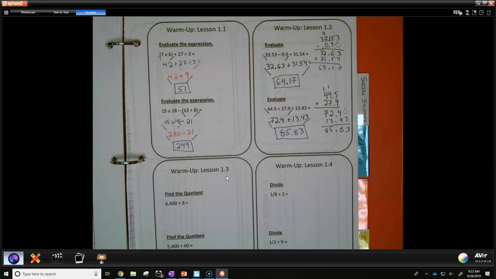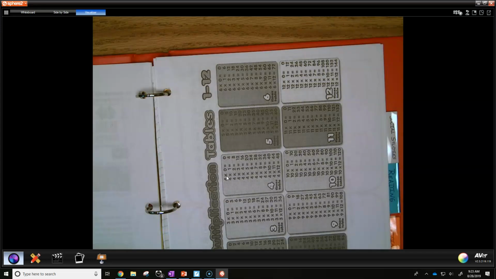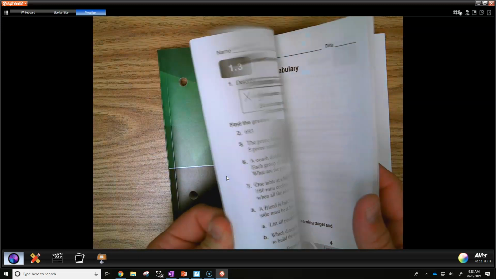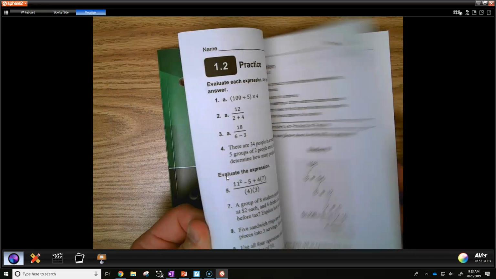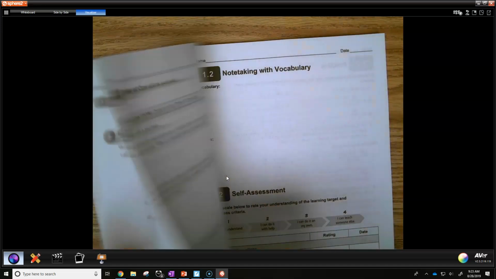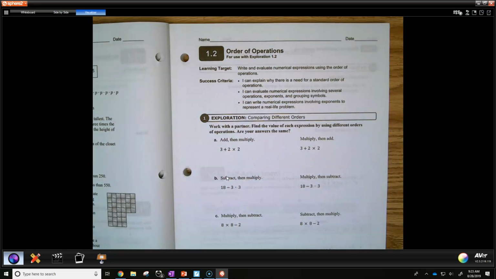Okay, I gave you the times table, so it should go right in front of your homework. When you're done with that, put this Avid binder to the side, and I need you to open up your notebook to 1.2. So it looks like this.